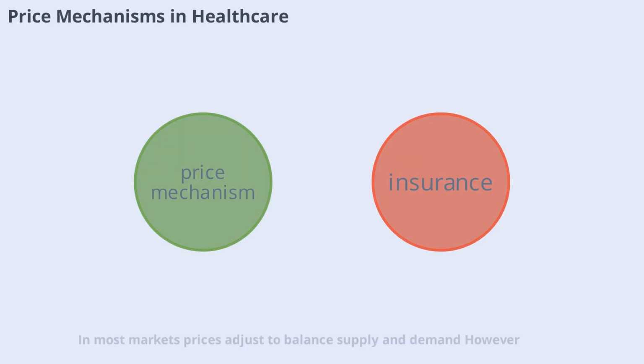In most markets, prices adjust to balance supply and demand. However, in healthcare, prices are often set by insurance companies, governments, or negotiated contracts. This can lead to situations where prices don't reflect the true cost or value of services. We'll discuss how these price mechanisms work and why they sometimes result in inefficiencies or disparities in access to care.